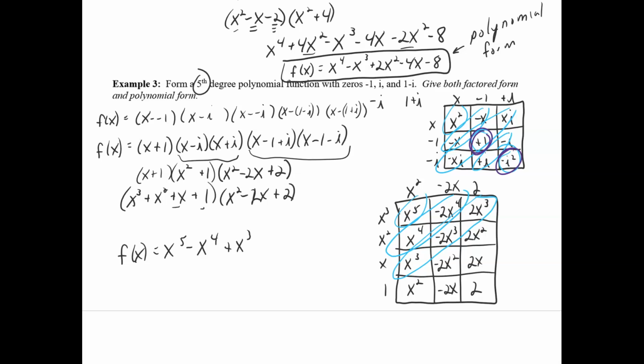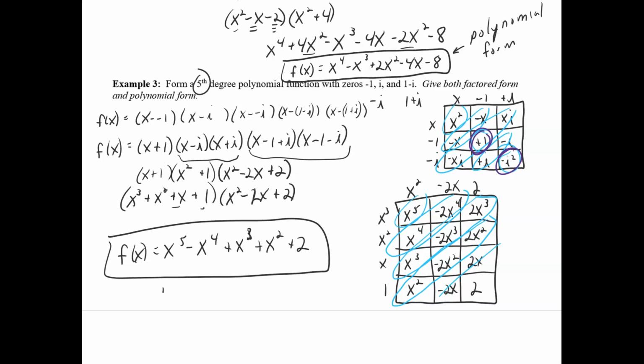And then as far as the seconds, x to the second, that's along this diagonal. So the 2's cancel, and I have 1x squared. And then the x's cancel. These x's here just cancel, and I just have a 2. There's polynomial form. And we can call this one here factored form.